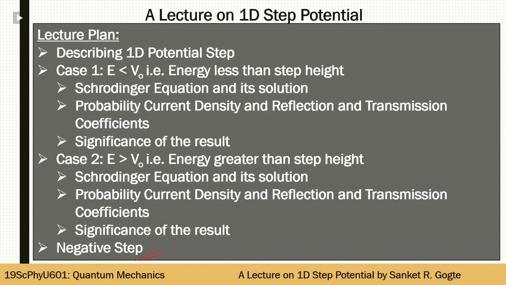We will first describe what a one-dimensional potential step is. We will define it graphically and using equations, and then we will consider the two possible cases, case 1 and the second case. For each of the cases, we will first write the Schrodinger's equation and obtain its solution, then find the probability of transmission and probability of reflection, which are called transmission and reflection coefficients, and then we'll see the significance of the result for each of the cases.